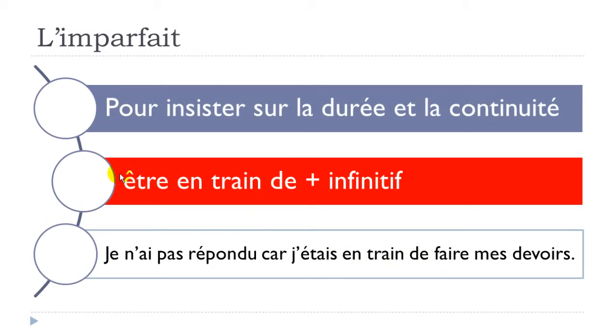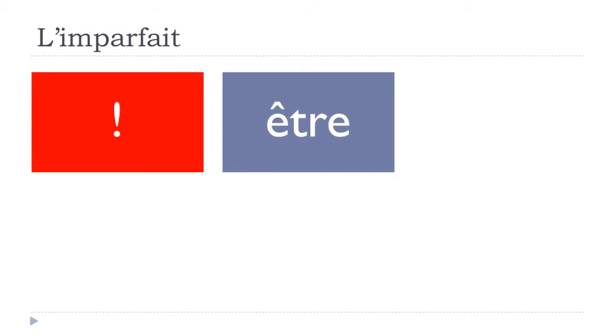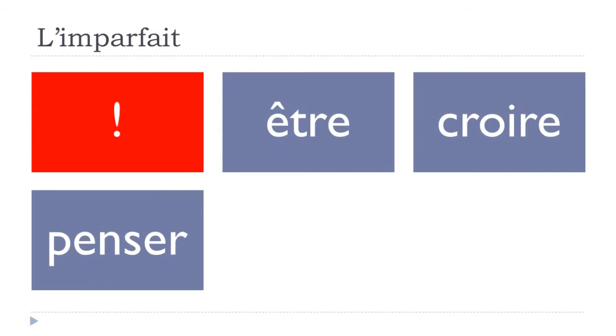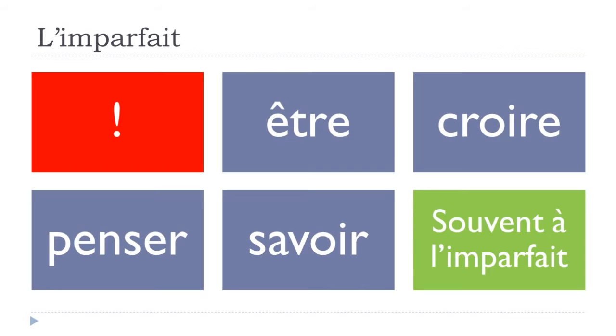So you will have to use this verb être, but at the imparfait form, of course. And one thing that you should keep in mind is that être, to be, croire, to believe, penser, to think, savoir, to know, are often, and it's quite important, souvent, often, so it's not always, because it's not possible to say always, especially if you're talking about French grammar, but often you use them at the imparfait form.